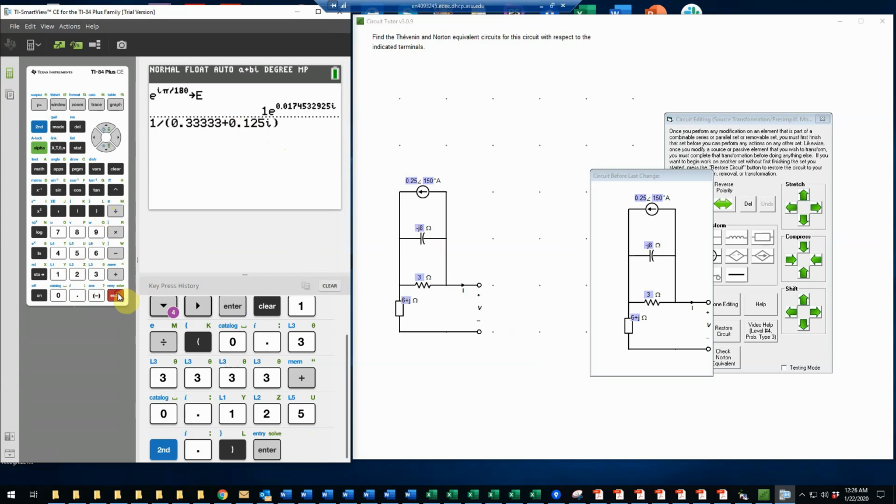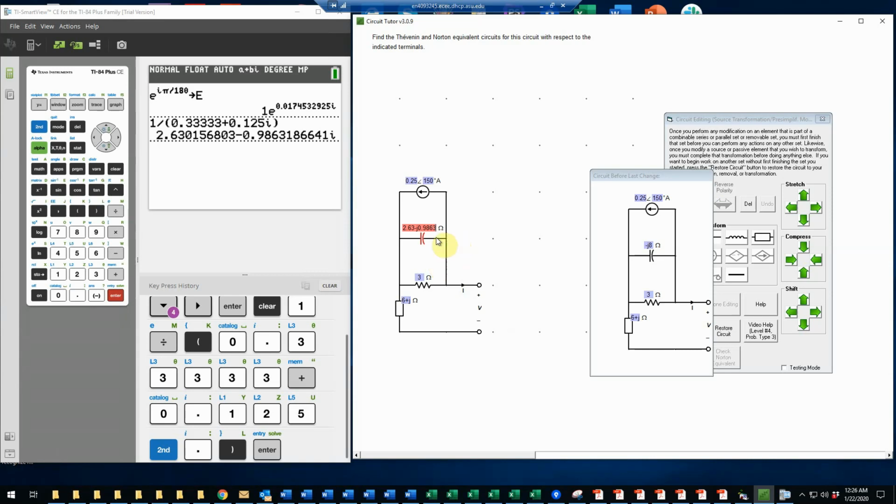Okay, so let's evaluate that. And that gives us this answer. So I'm going to enter that here as 2.63. I'll just leave 2.63 minus j times 0.9863.